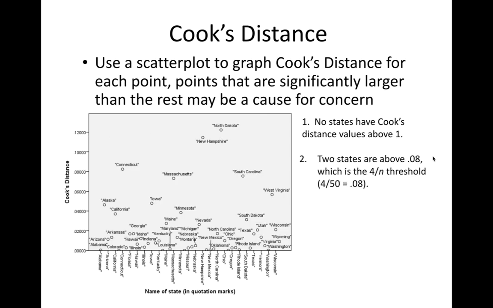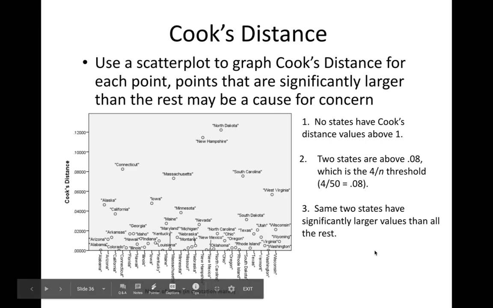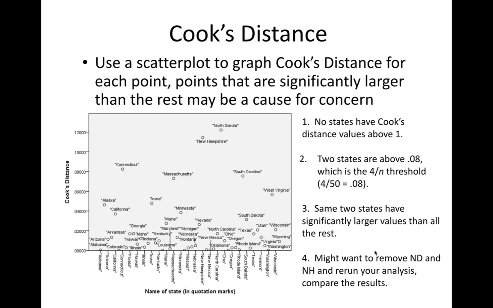2 states are above 0.08, which would be the 4 over n threshold. 4 divided by 50 is 0.08. So New Hampshire and North Dakota are both clearly above that. And those same 2 states also have significantly larger values than the rest. If you draw a line going across here, those 2 states stick out more than the others. So if you had to think about removing 2 states, it would probably be those 2. You might try removing North Dakota and New Hampshire, rerunning your analysis, and comparing the results.